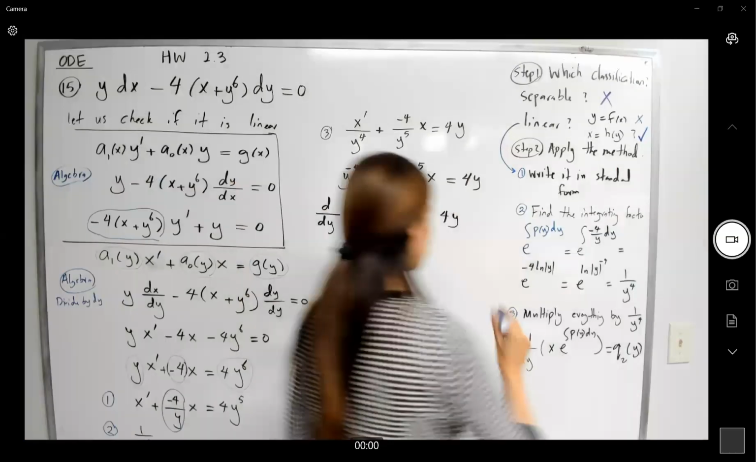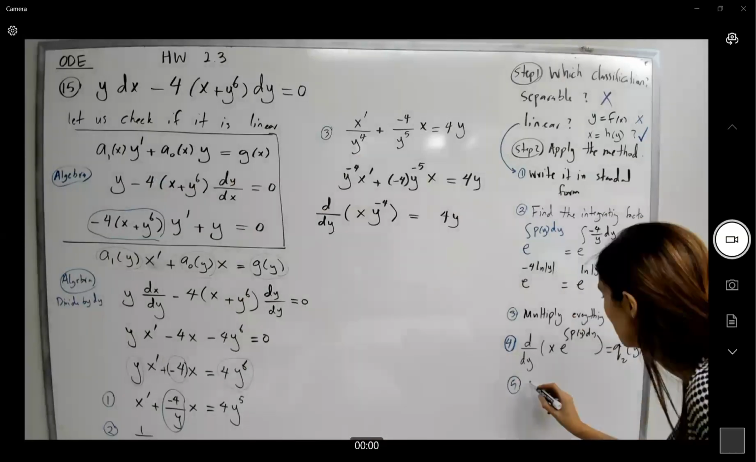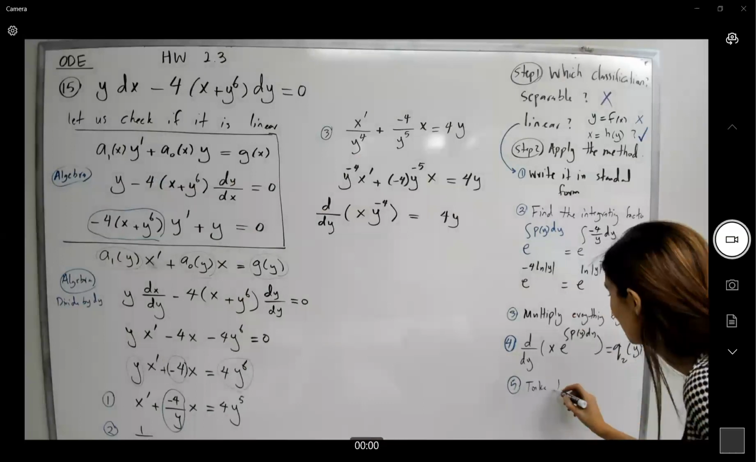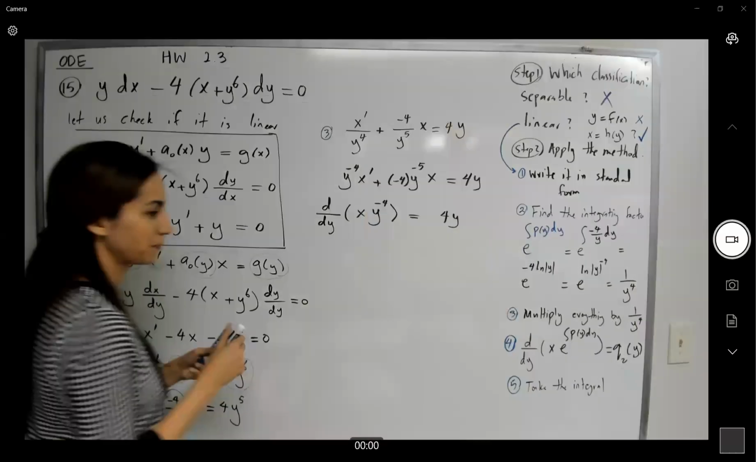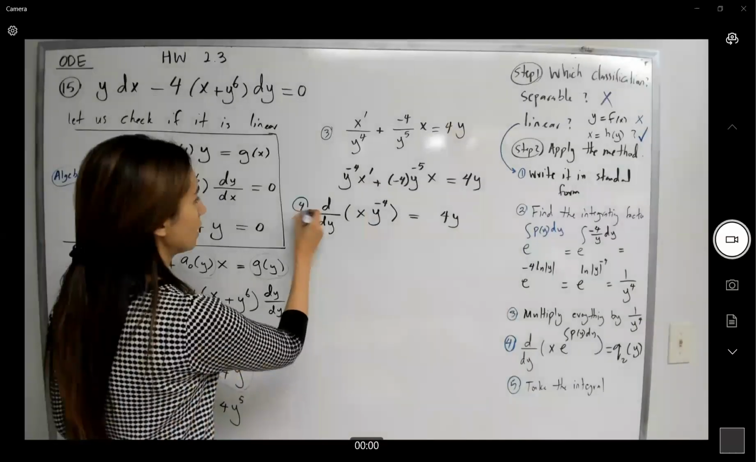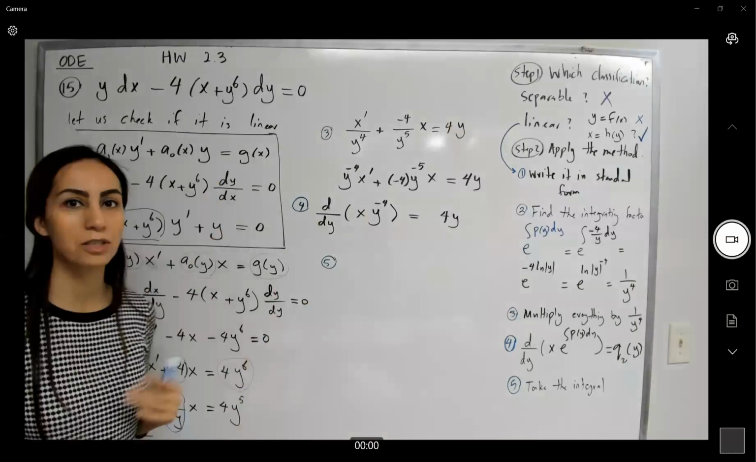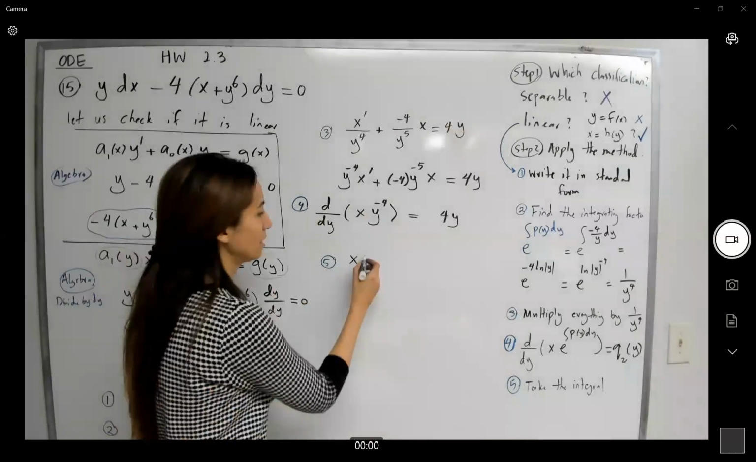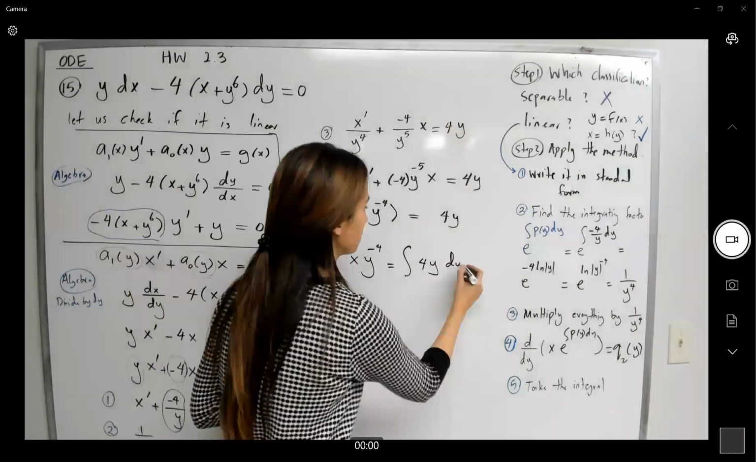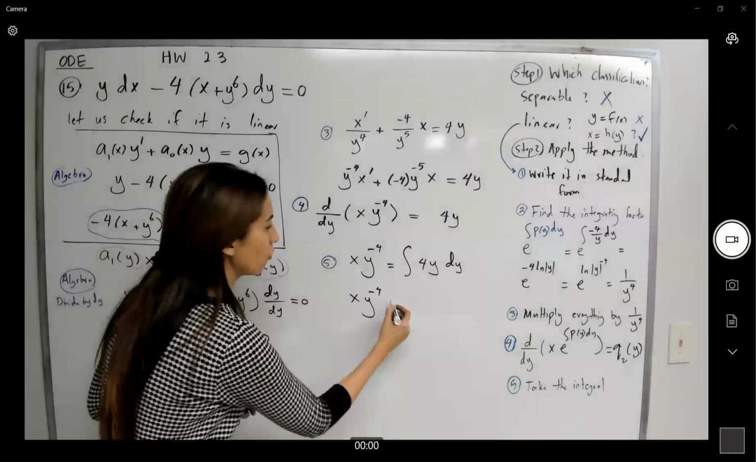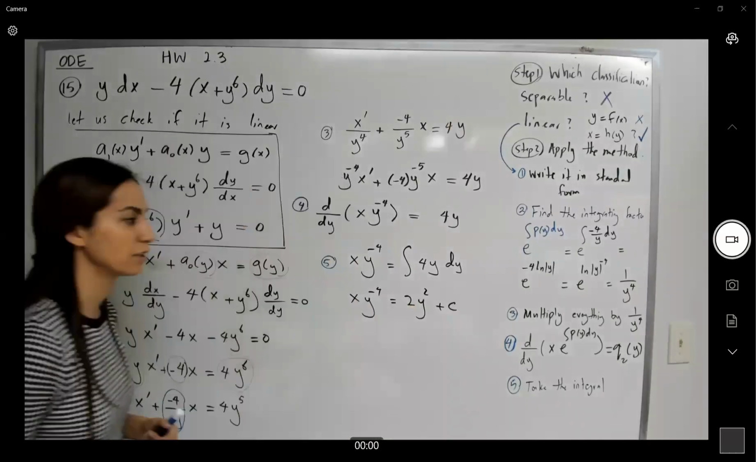Now, in the last step, step 5, we need to take the integral of both sides. Okay, if you take the integral, this is step 4 and step 5. The integral and derivative are opposite operations. They cancel out each other. So you're left with x times y to the -4 equals the integral of 4y dy. So x times y to the -4 is equal to 2y squared plus a constant of integration, c.